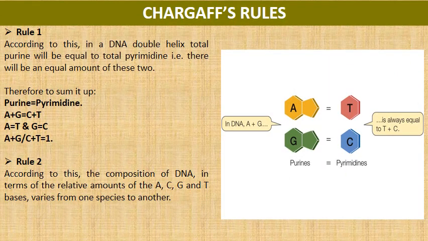Now Chargaff's rules came about. As we saw earlier, these rules were given by Erwin Chargaff in the late 1940s. We study these base pair relationships under 2 rules. The first rule is, in a DNA double helix, total purine will be equal to total pyrimidine. That is logical too, because if there is a purine, there will be a pyrimidine in the complementary strand to bind with it. This is an obvious consequence of the base pairing nature of the DNA double helix.